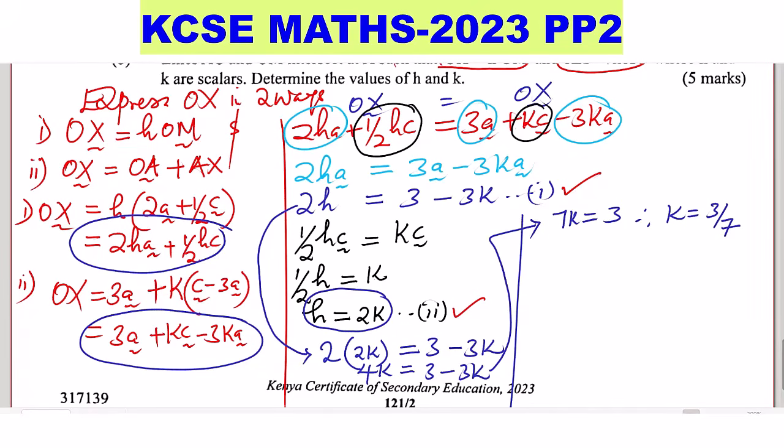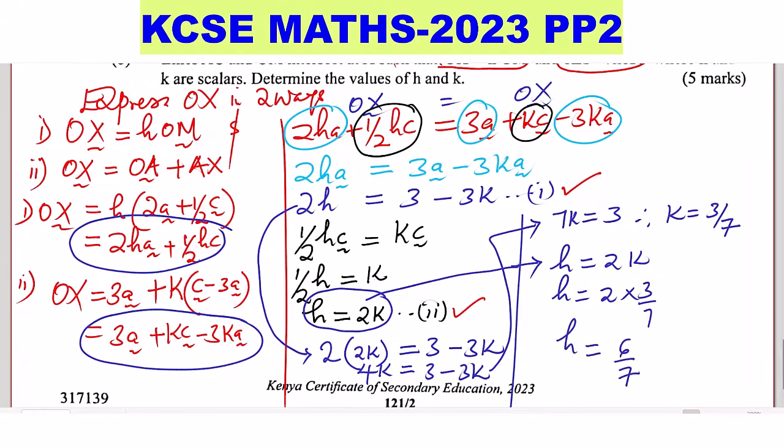Then, remember what was H. H is equals to 2K. So H is equals to 2 times K, and K is 3 over 7. So just substitute and H will give 6 over 7. So you have already found the values of H and K.